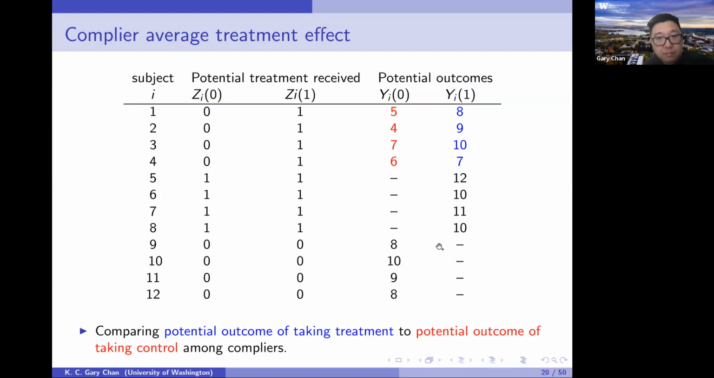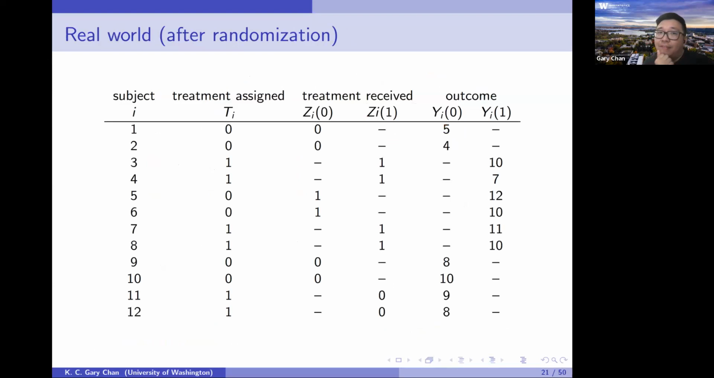Now, this is what you actually have after randomization, because if you have randomization, then the random assignment is independent of the stratum membership. So basically, each stratum has two assigned to treatment and two assigned to control. These four persons are always takers, right? So even if they are assigned to control, they will still take the treatment. And these are never takers, so they will always take the control. But for the compliers, if you are assigned to control, you are going to get Y0, and if you are assigned to treatment, you're going to get Y1, right? So this is basically what you observe.